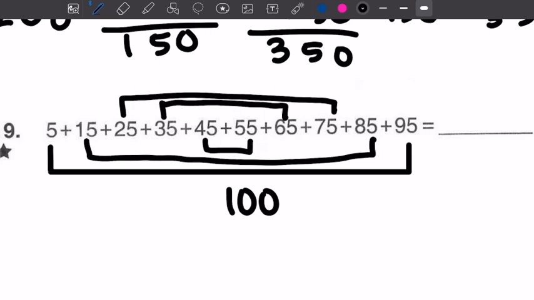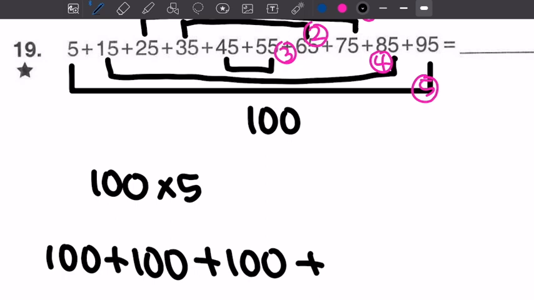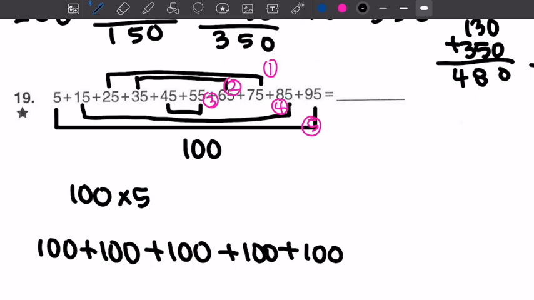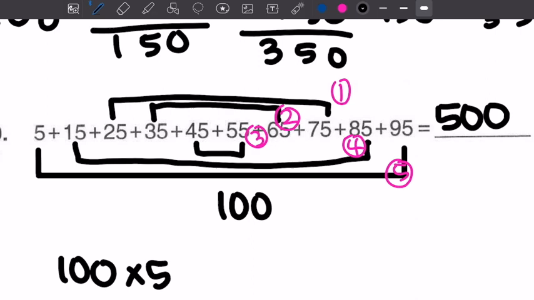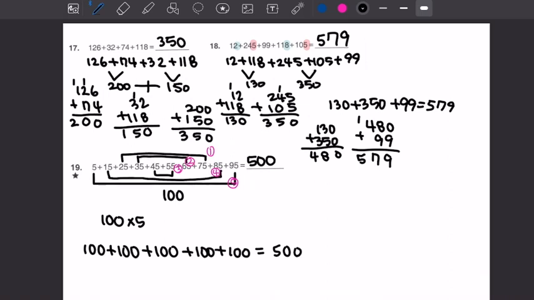Now we have 1, 2, 3, 4, and 5 pairs of 100s. And so we're going to do 100 times 5. Or if you guys did not learn multiplication yet, 100 plus 100 plus 100 plus 100 plus 100 equals 500. Now, even though we have 10 different numbers, if we can use the strategy of looking for easier numbers like 100, we can solve this question in a much easier way. So for future questions, try to use the strategies that we've learned in today's lesson.